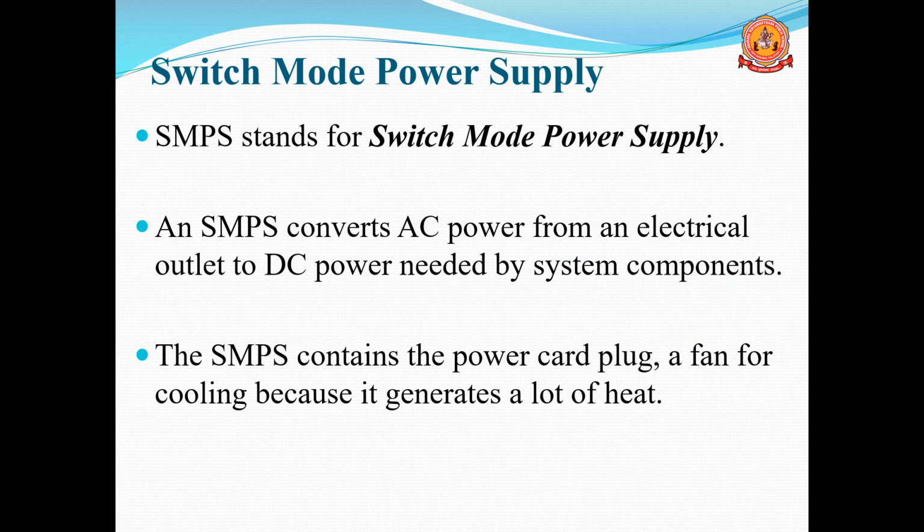The main work of SMPS is to convert AC power, or electric AC signal, into DC power, because the system needs only DC power to work. So it converts AC to DC based on the system requirements, because each component does not require the same voltage. If you take any components in a computer system, different voltages are required. So it will convert the AC to DC for the different components, based on need.